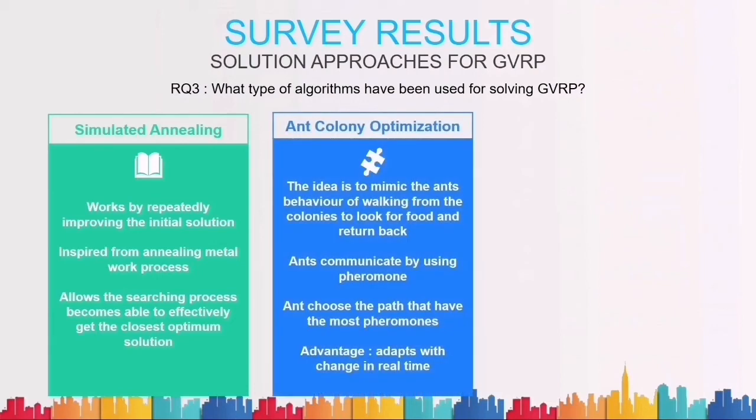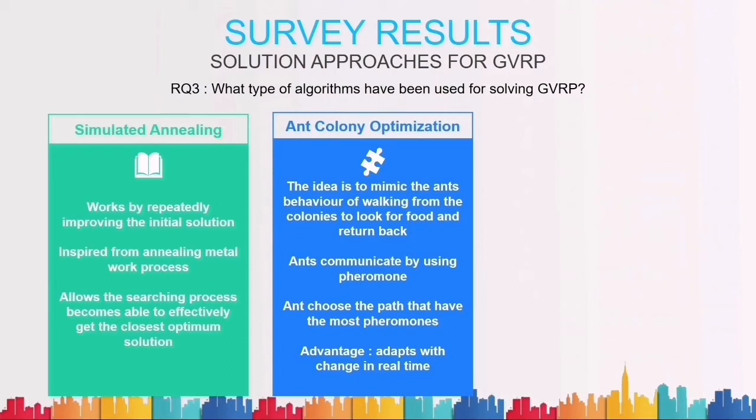Ant colony optimization is a meta-heuristic technique that uses artificial ants' behavior in finding food to solve combinatorial optimization problems. The goal of the ant colony optimization method is to emulate the behavior of ants as they travel from the colony to look for food and return back.